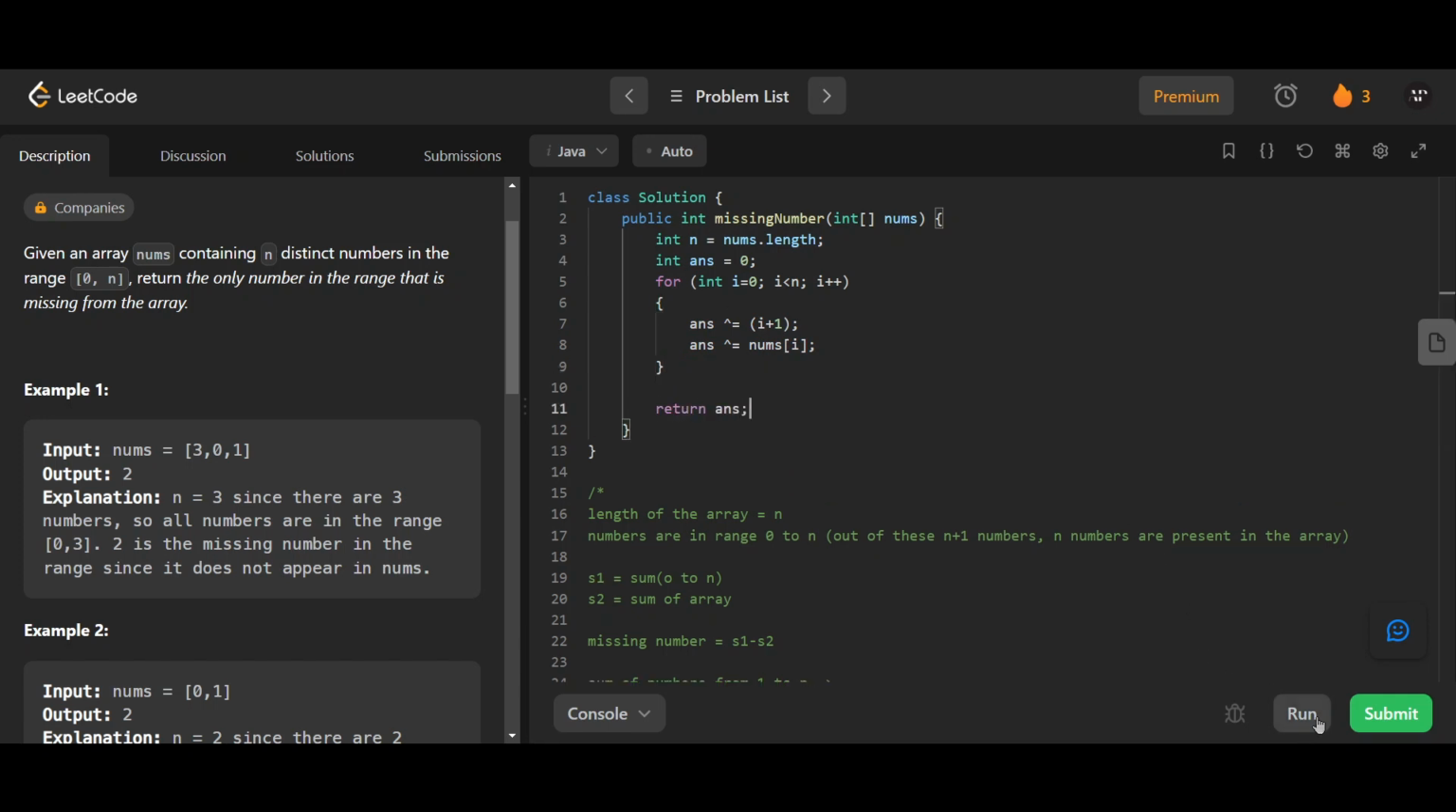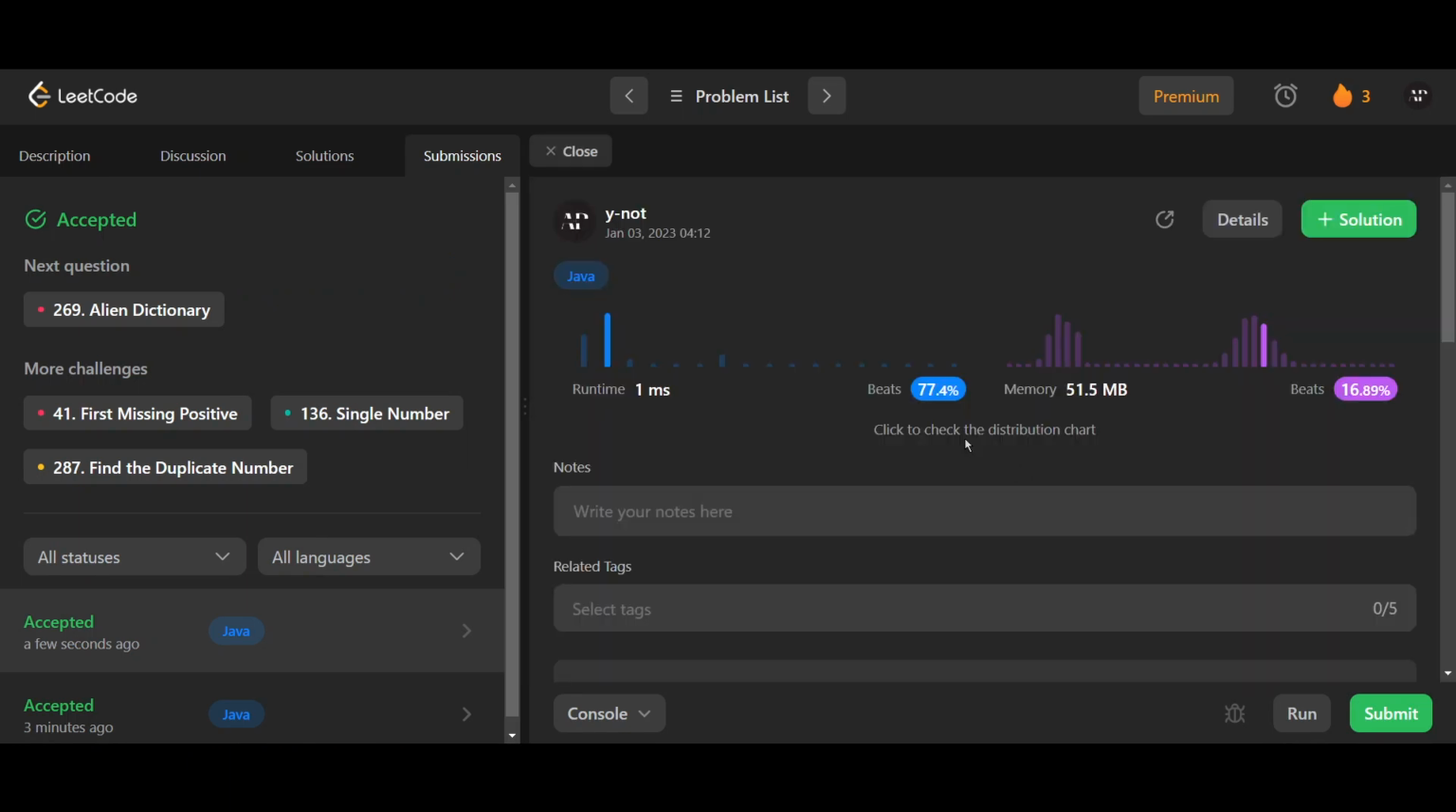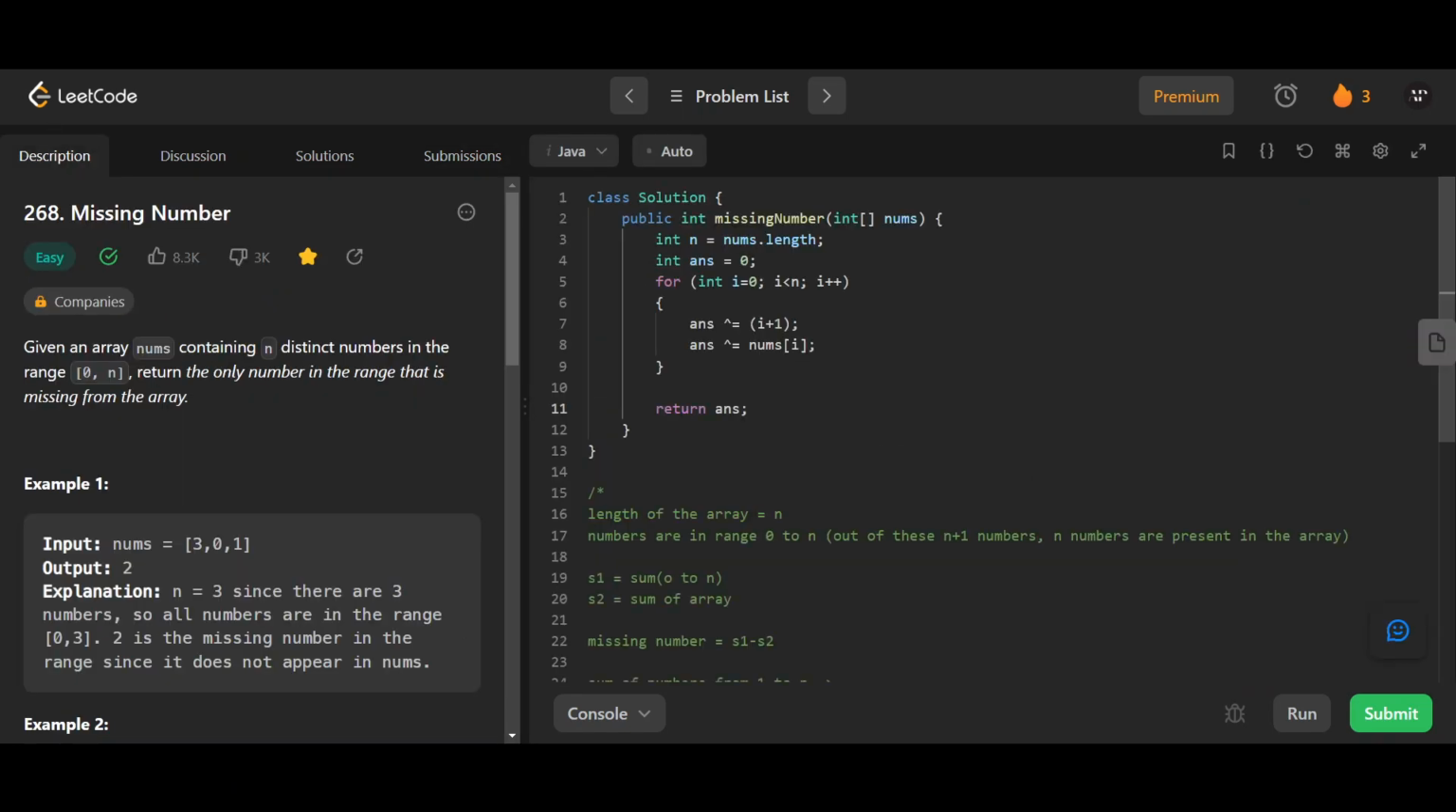Let's see if this works. I'll first run. There's some doubts, but let's see. Yeah, submit. All right, this works as well. So that's good.